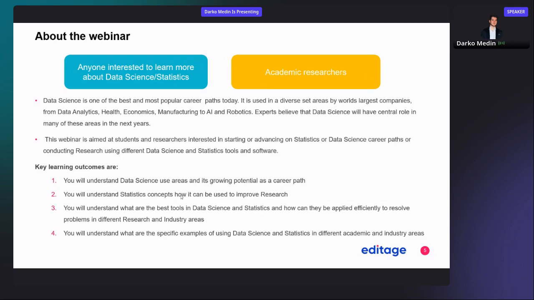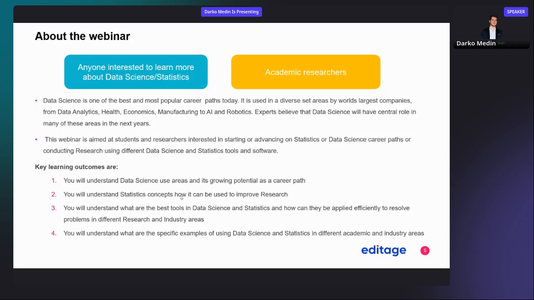For academic researchers, it's very important to understand the concepts of data science because most of the academic research today is dependent on data. And this data, let's say, tells a story. There is actually a very popular term today, which is called data storytelling. A lot of data storytelling is included in today's research and science.